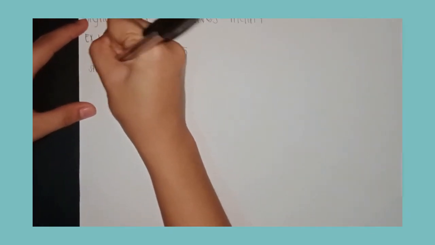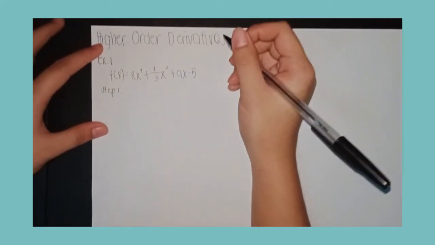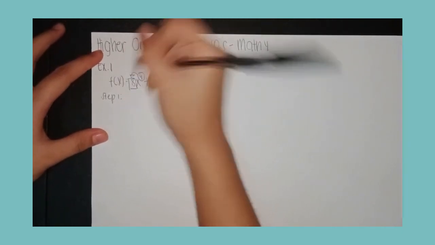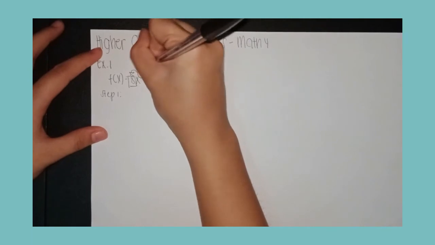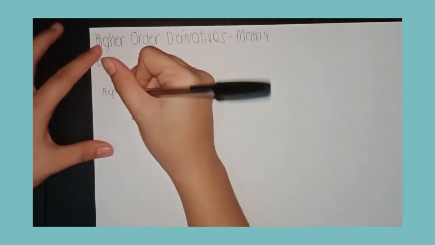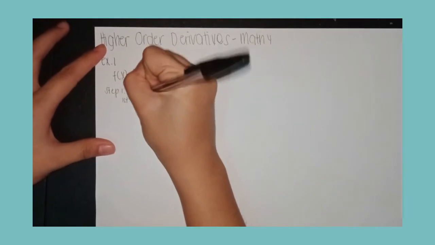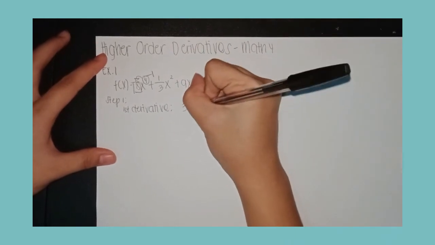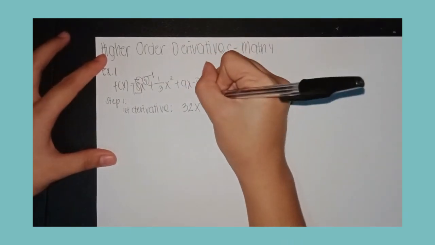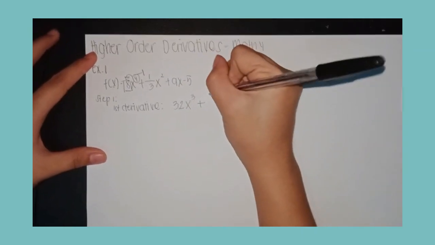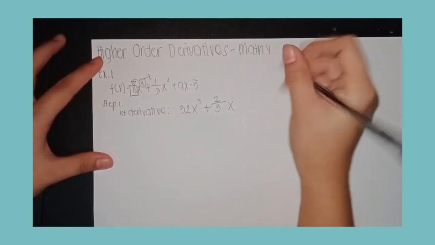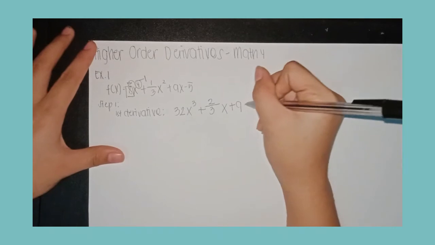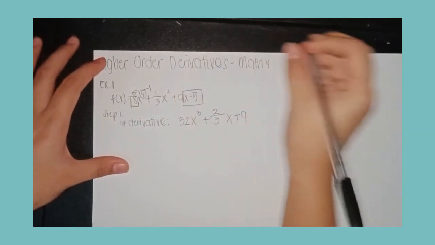Step 1 is to differentiate. To differentiate, you have to multiply the exponent to the numerical coefficient, then subtract 1 from the exponent. So we have the first derivative: 32x cubed plus 2/3 x plus 9. You have to disregard the minus 5.